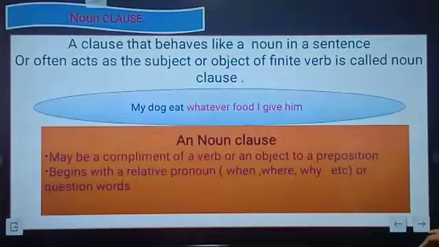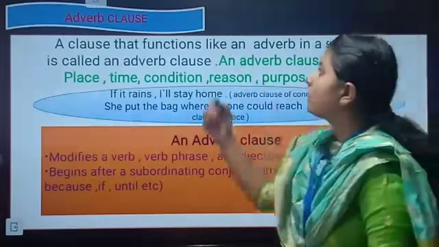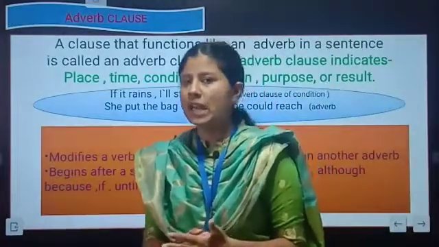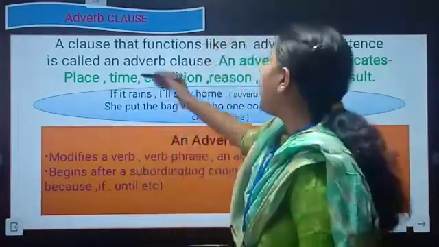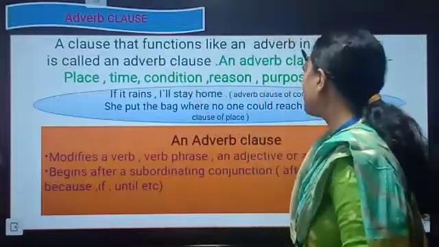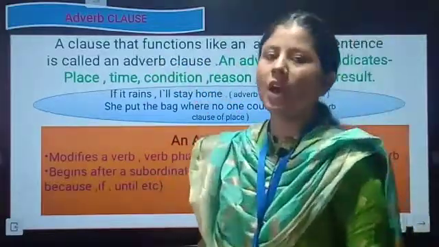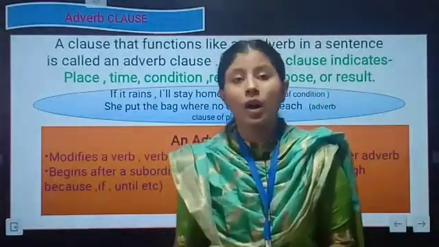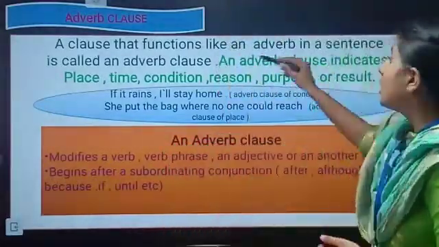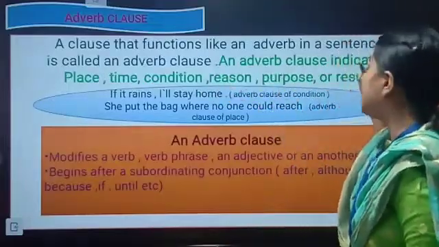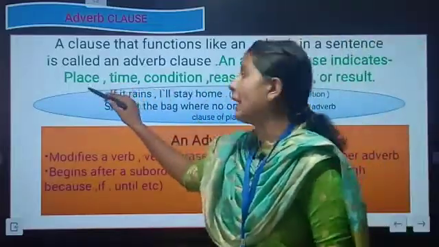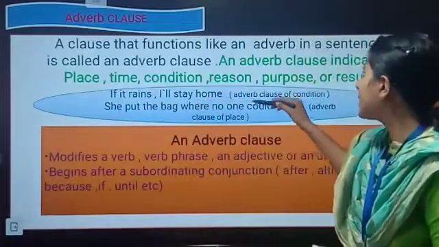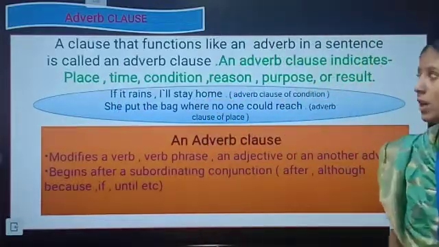So here you can see my dog eats whatever food I give him. Here we are describing the subject. Okay, so now let's move forward to the adverb clause. So let's understand the adverb clause. A clause that functions like an adverb. So what is an adverb now? Adverbs are the words which describe the verb. Now an adverb clause tells the place, time, condition, reason, purpose or result.